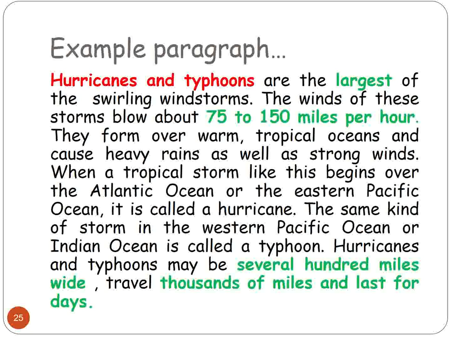Hurricanes and typhoons are the largest of the swirling windstorms. The winds of these storms blow about 75 to 150 miles per hour. They form over warm tropical oceans and cause heavy rains as well as strong winds. When a tropical storm like this begins over the Atlantic Ocean or the Eastern Pacific Ocean, it is called a hurricane. The same kind of storm in the Western Pacific Ocean or Indian Ocean is called a typhoon. Hurricanes and typhoons may be several hundred miles wide, travel thousands of miles, and last for days.